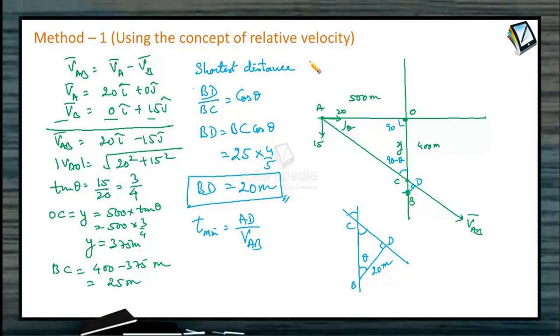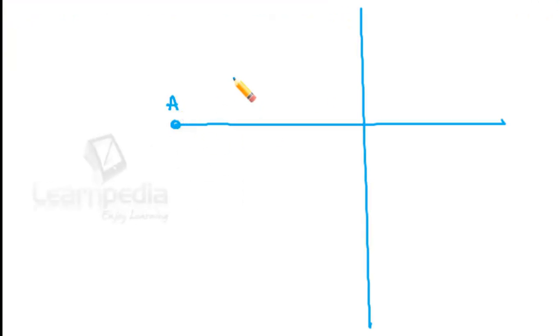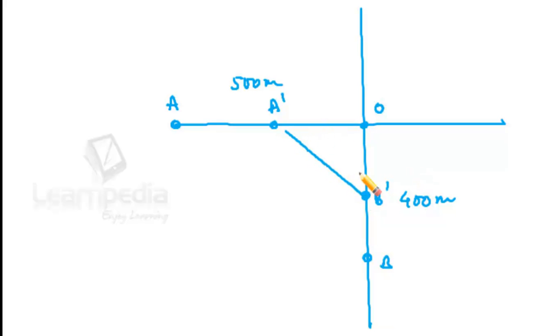We can also do it by using the concept of maxima and minima. So see, I'll draw the picture again. Let us consider point A to be here. This is 500 meter and this is point B, and this distance is 400 meters. This is the cross section point O. So for maxima minima, let us take the car A at a new position A dash at any instant. In the meantime, car B has come to B dash. The distance between the two cars is now A dash B dash. Earlier it was AB.